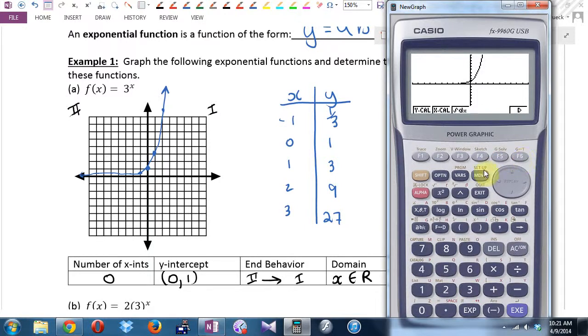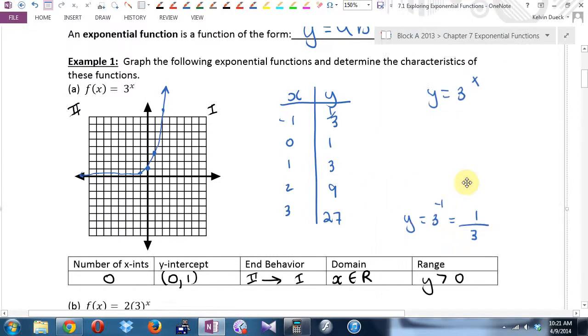Another thing you can do is if instead of going G-Solve, you go F1, that lets you do what's called tracing the graph. What that means, I think, is if you type in 1 for x, it gives you the y value. What's the y value? 3. If you type in 2 for x, the y value is 9, which is what we have on our chart, so we're good. Okay?